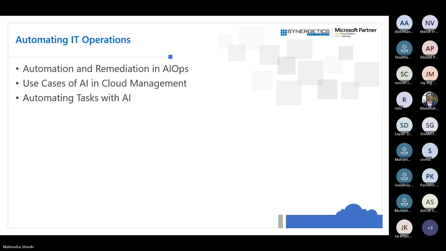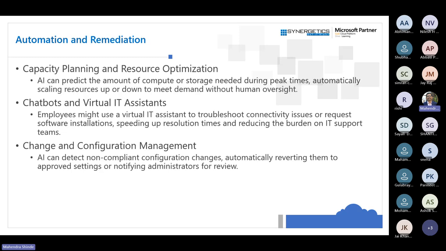Fine. So now, automating IT operations. Yes, you can automate IT operations. Now, when I say IT operations, these are the operations which can be automated: capacity planning and resource optimization. What is capacity planning? How much space? Yes, Umam, you are on the right track.